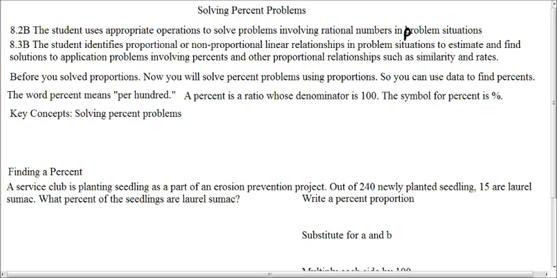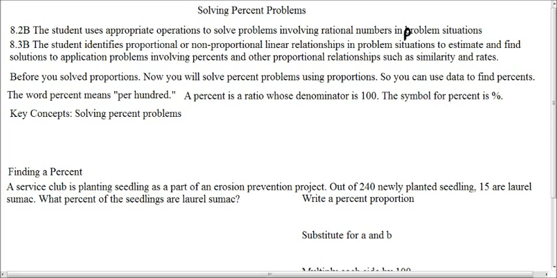The word percent means per 100. And a percent is a ratio whose denominator actually is 100. The symbol that we use for percent is the percent sign that you can find over the 5 key on normal keyboards. Key concept: we must be able to solve a percent problem.